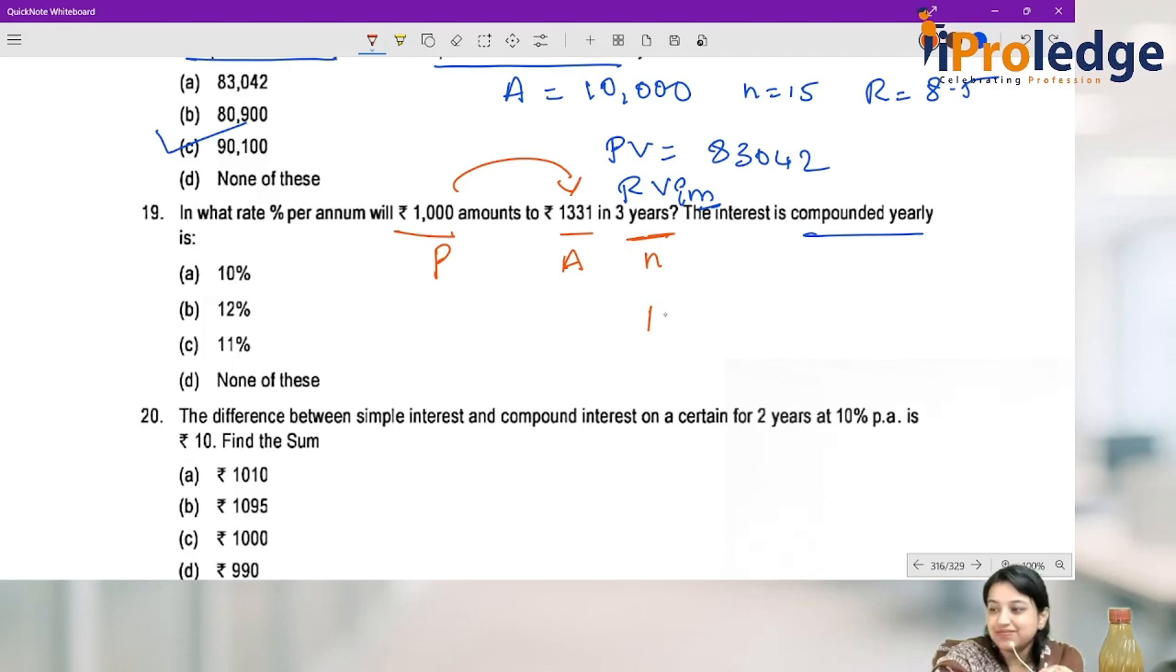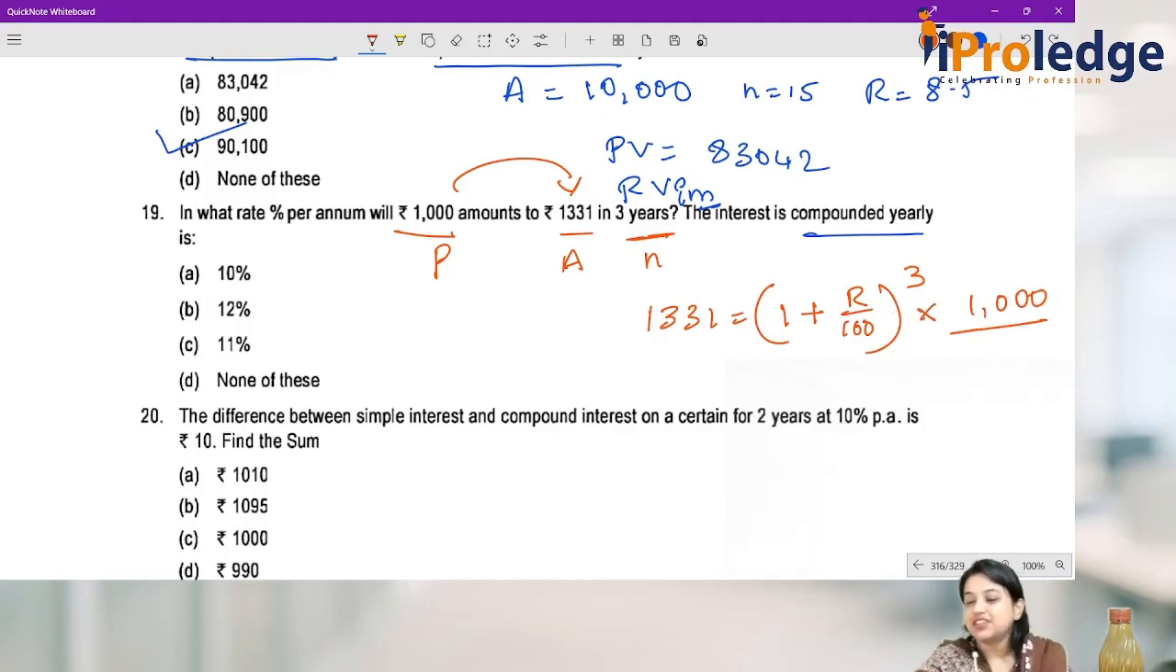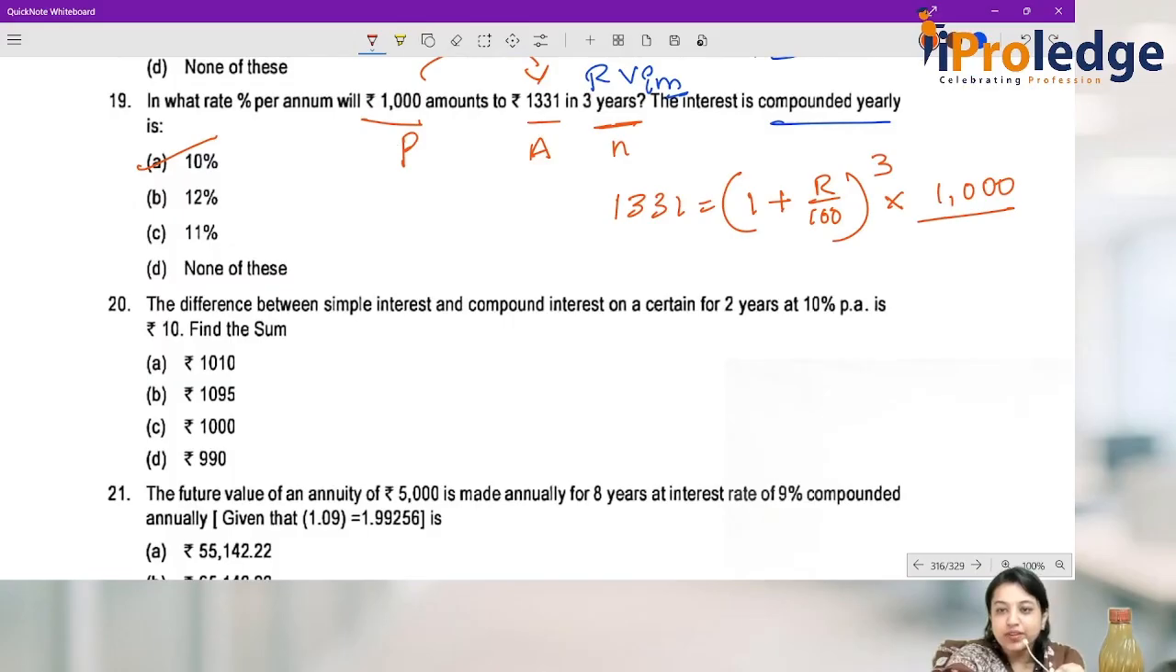What is the accumulated formula? Accumulated amount equals principal into 1 plus i, whole power n. Do it by the option method. Because maximum are ICAI questions, everything comes in the first option. You should look at one line and analyze one line.